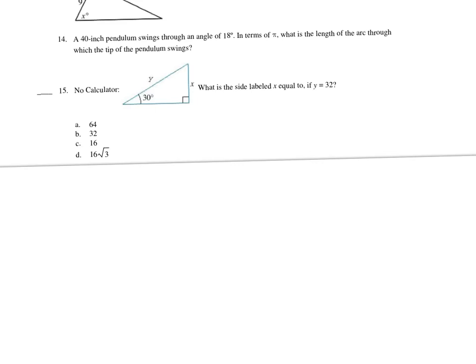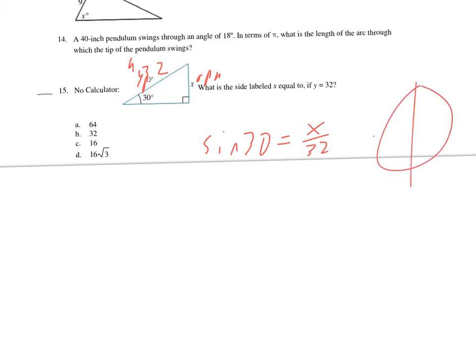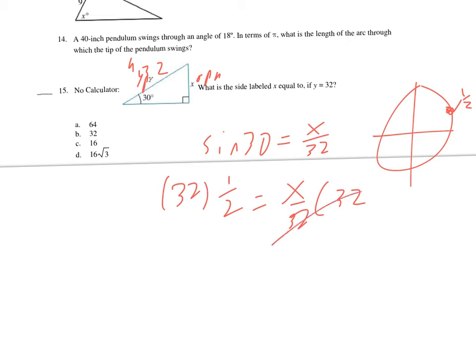All right, next up here, we want the side labeled x if y is equal to 32. So if I label this side as opposite and this is hypotenuse, then we can set up sine of 30 equals x over 32. Now I'm going to go to my unit circle and look at this spot right here. The sine of 30 degrees, the y value, is 1/2. So I can replace this whole thing with 1/2 equals x over 32. I can then multiply both sides by 32, and I get that x equals 16.